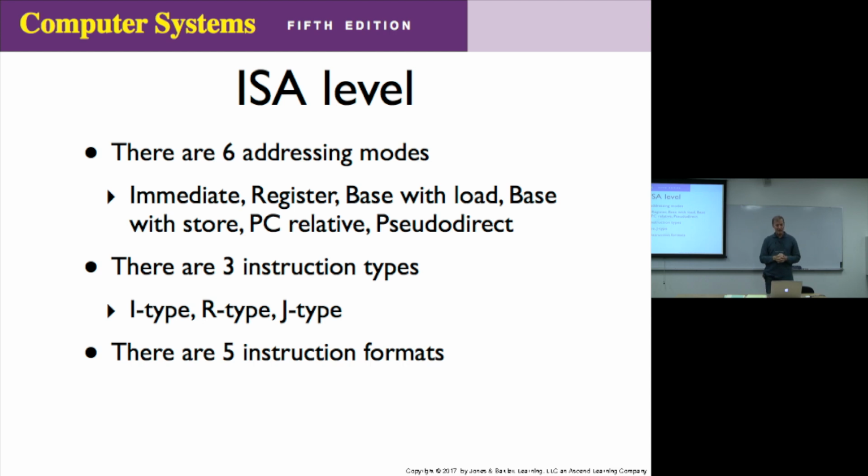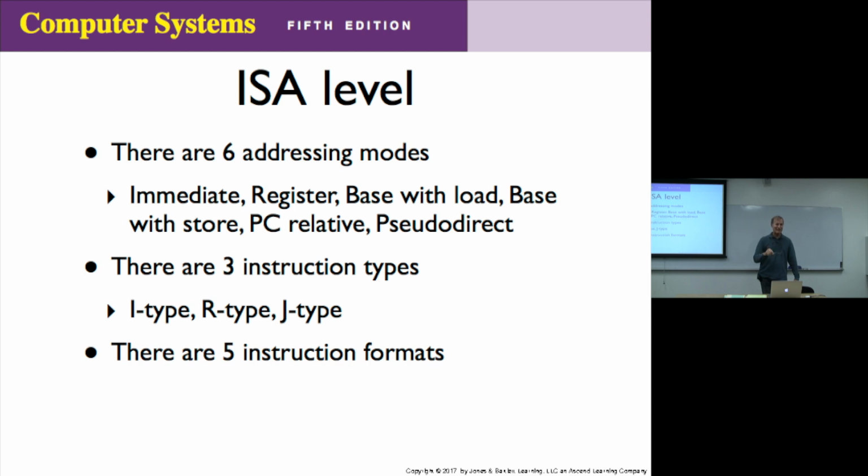And then we have an addressing mode called pseudo-direct, which is for doing unconditional branches to really far away. But it's not quite direct, it's pseudo-direct. And then, with these 6 addressing modes, there are 3 different instruction types. There's I-type, R-type, and J-type. And then, with these 6 addressing modes and these 3 instruction types, there are 5 instruction formats.